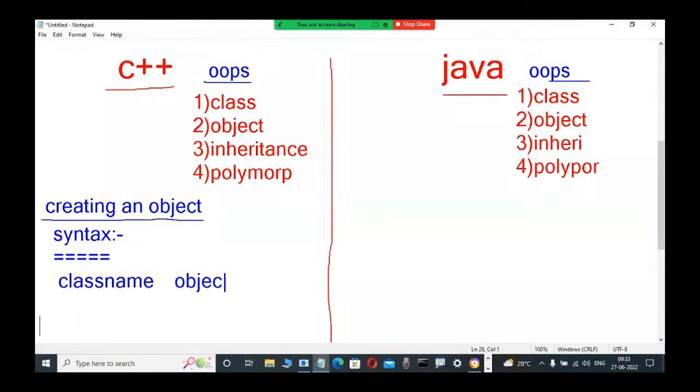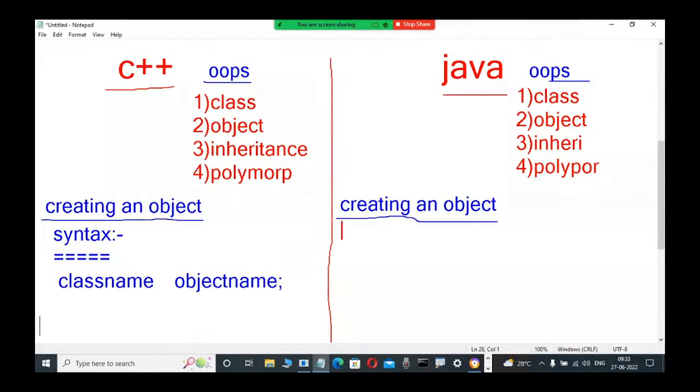This is the syntax in C++. But unfortunately, how are we creating an object? Maybe some computer students are there, tell me. Those persons are telling the correct answer. How are they creating an object from the class in the Java language? What is the syntax? Very good.